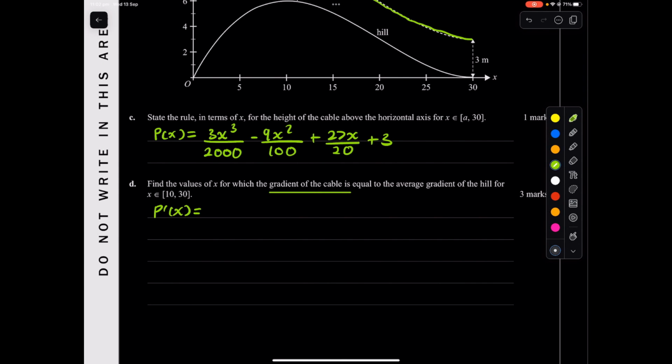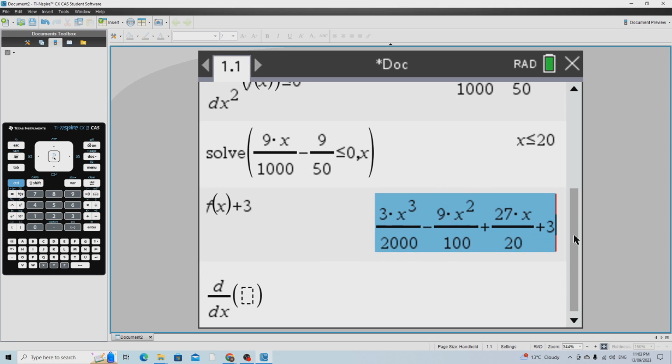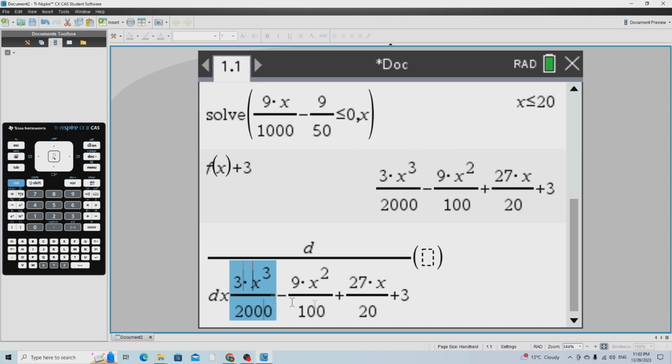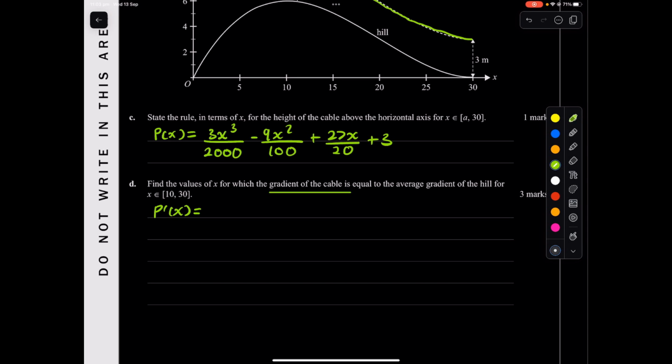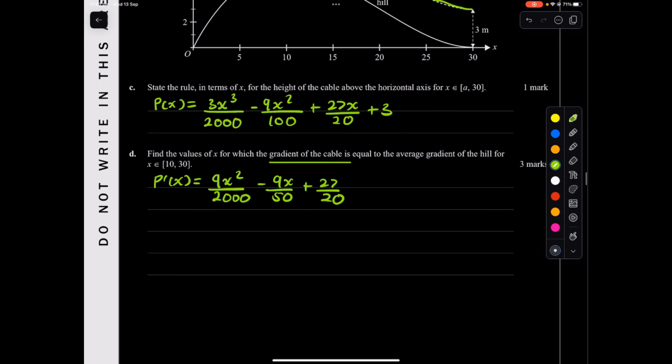So go on our calculator and just say, we want to find the gradient of this. Done. So our gradient is 9x squared over 2000 minus 9x over 50 plus 27 over 20. And it's equal to the average gradient.